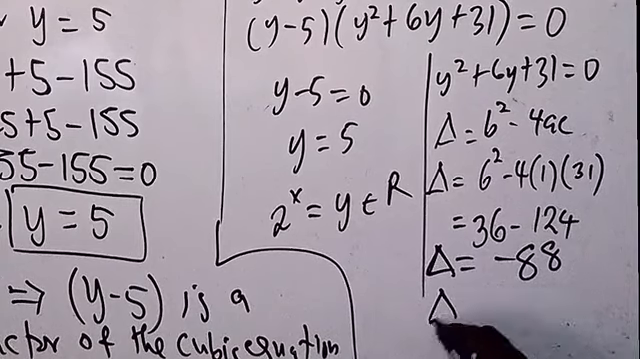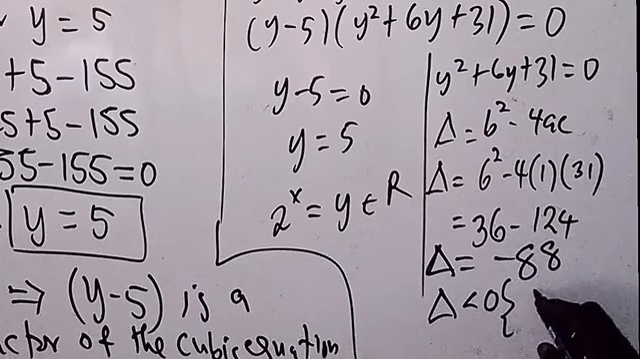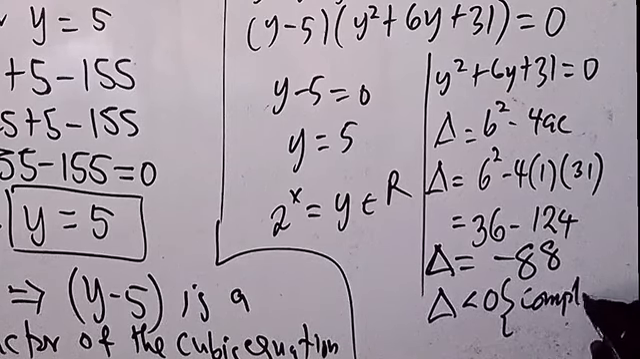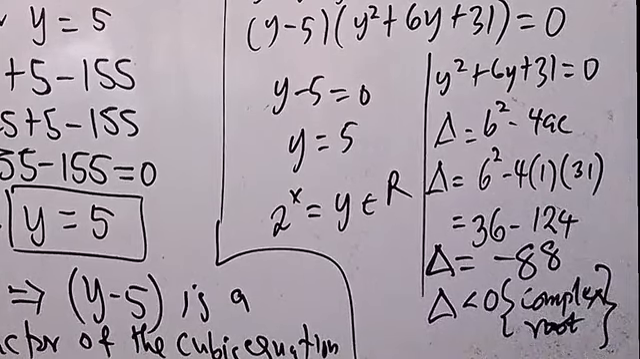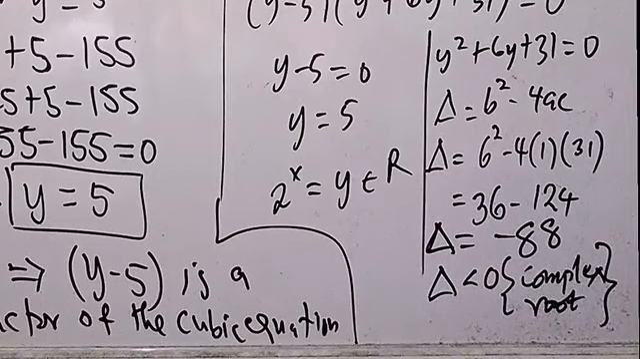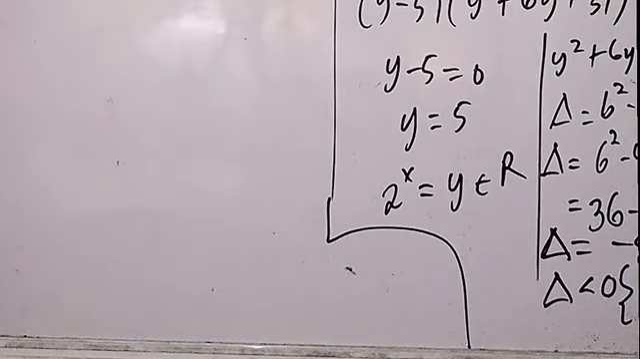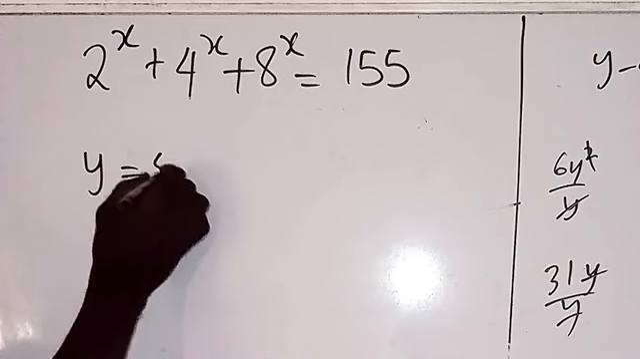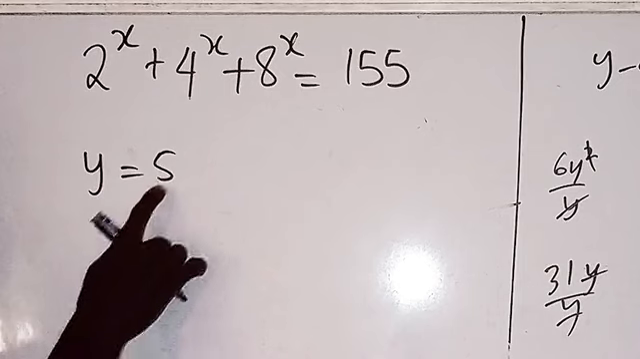Since the discriminant is less than 0, we're going to have complex roots. So therefore, no real roots here. We are interested in getting the real root, so therefore, no solution there. So we're going to move on with the value of y, which is 5. That is real, because this is 5.